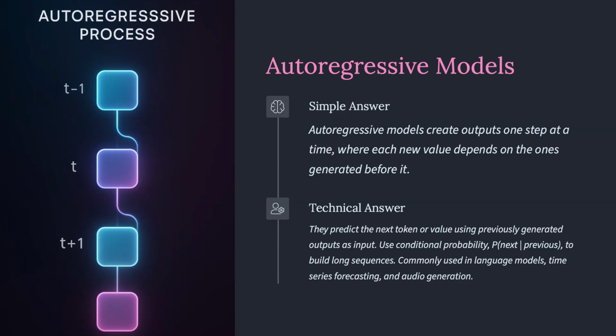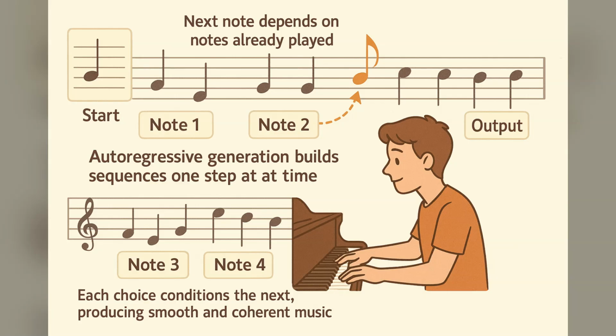This makes them ideal for language modeling, time series forecasting, and audio generation because they naturally extend patterns over time. Think of a musician composing a melody, playing one note after another, with each new note influenced by the notes already played to keep the tune smooth and coherent. Autoregressive models follow this flow as they generate sequences one step at a time.